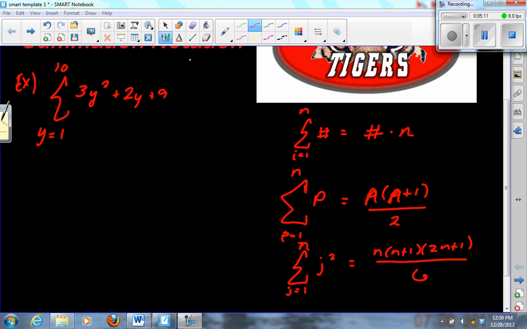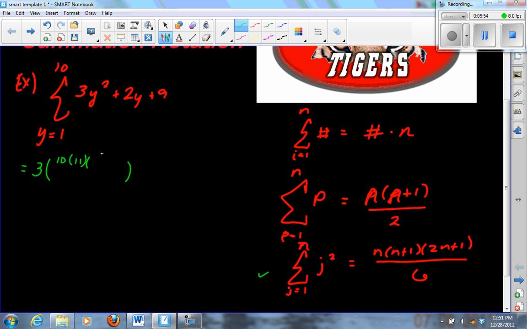So lastly, here's a large example where you would not want to break these down individually and write out 10 terms, and the first term would be 3 times 1 squared plus 2 times 1 plus 9, and the second term would be 3 times 2 squared plus 2 times 2 plus 9, and the third one, and so on. That would take forever. But you could use these formulas. Here's another formula I wrote in. If your variable is being squared, use this. So for all of these, the answer will be 3 times the y squared formula, which is n times n plus 1 times 2n plus 1 over 6.